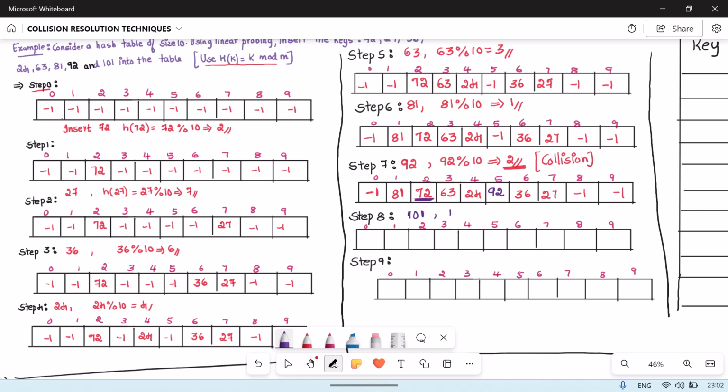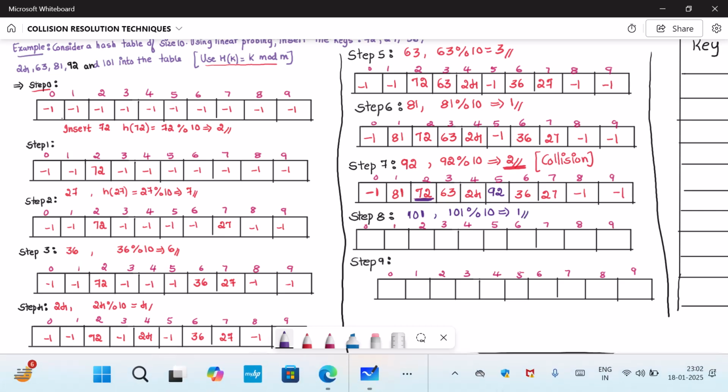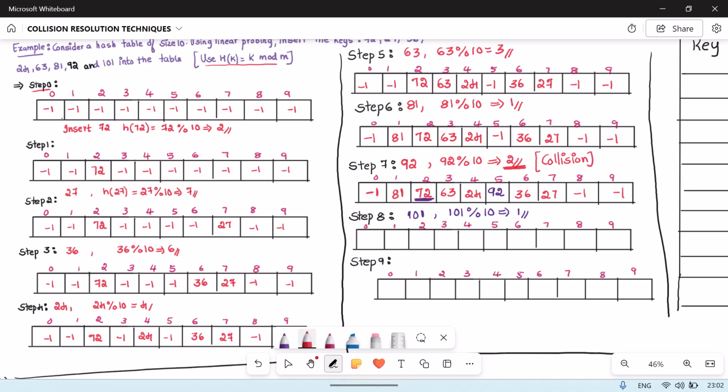See 101. So 101 mod 10, that is 1. Before insertion, the elements were looking like this: minus 1, 81, 72, 63, 24, 92, 36, 27, minus 1, minus 1.